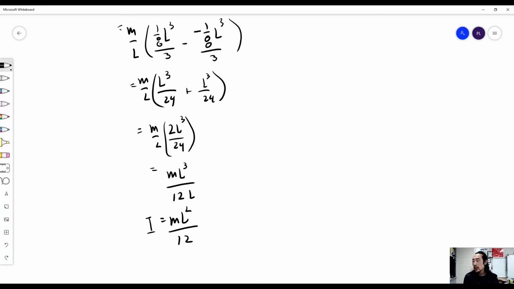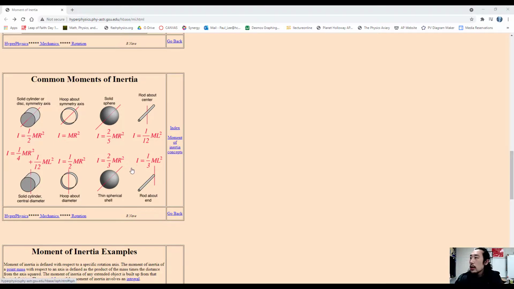Now the cool thing is that there's a very handy chart that shows us all of this, so let's see how correct we were. You can just type into Google rotational inertia chart, and these are the common moments of inertia. What we just found is the rotational inertia through the center of a rod, and lo and behold, we found it, 1/12 mL squared. So we're about to go from 1/12 mL squared to 1/3 mL squared, when we shift the axis of rotation from the center to its outermost edge.